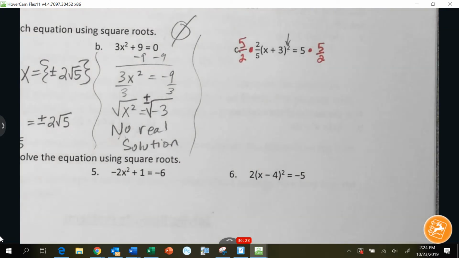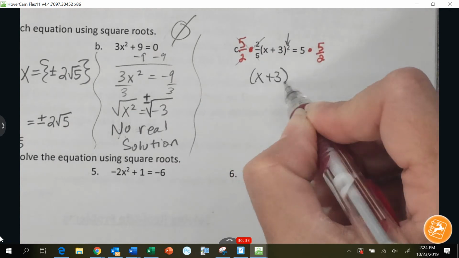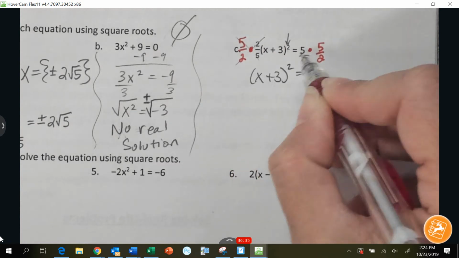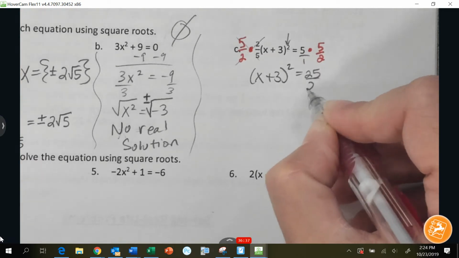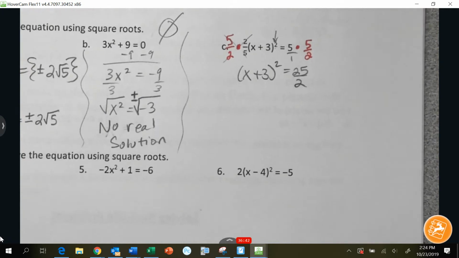You're not dumb. You just forget things. So I get x plus 3 squared equals, I multiply, I get 25 over 2. Oh, you're going to hate this. That's not going to help when you go to the next step.